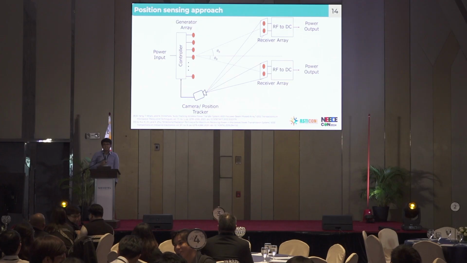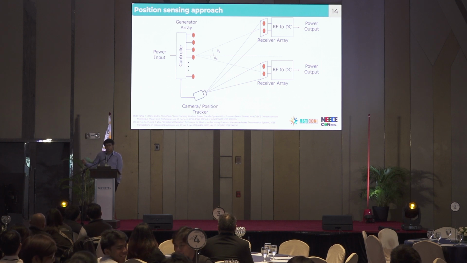One technique is you just detect your receiver using a sensor. It could be a camera. Your receiver could have a GPS sensor, and it reports its position. Your controller just computes using classical beamforming computations to point the beam towards the receiver.